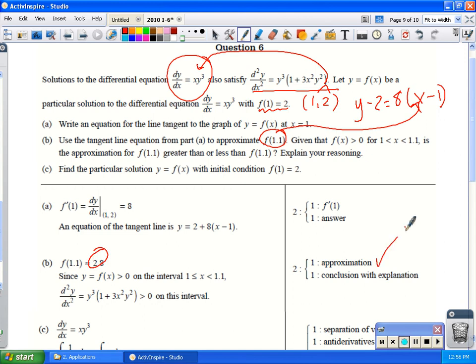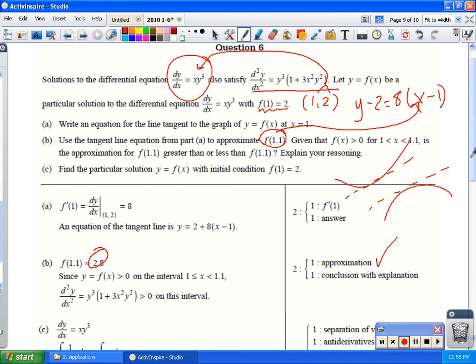The next thing they asked me to do, now this is linearization. We need to figure out if the tangent line is above or below the curve. If the tangent line is below the curve, the approximation is too small. If the tangent line is above the curve, the approximation is too large. So in other words, if the curve is concave up, the approximation is too small. If the curve is concave down, the approximation will be too large.